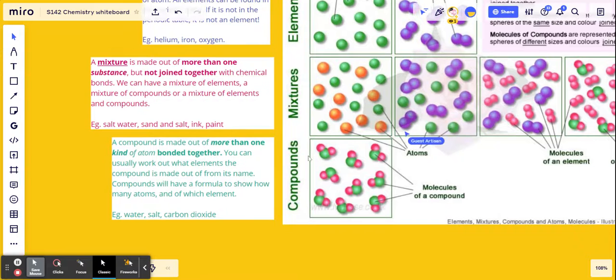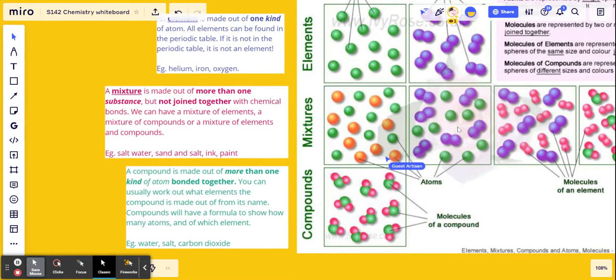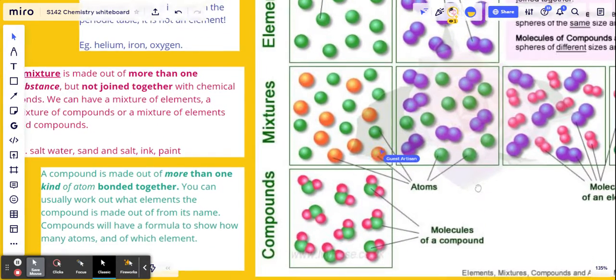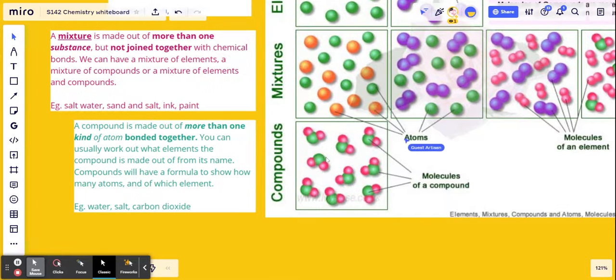Then we've got compounds. Now, compounds are pure substances. For example, we all know you can have pure water, but water is made out of hydrogen and oxygen. That's why it has the formula H2O. The point is, it's made out of more than one kind of atom bonded together. A molecule is just a little group of atoms that are bonded together, but they don't have to be the same kind, or they could be the same kind. It doesn't make any difference. It's still a group of atoms, still a molecule.